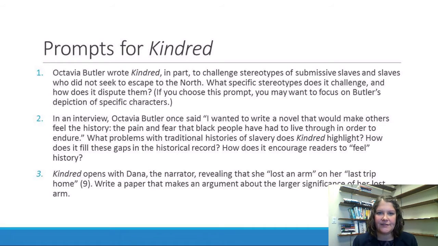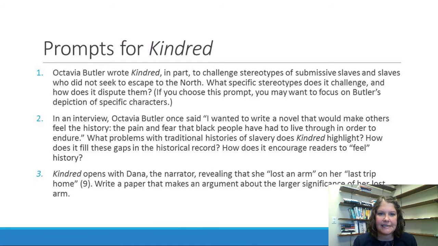As I say here, if you choose this prompt, you may want to focus on Butler's depiction of some specific characters. If I were writing on this paper, I would probably talk a lot about the character of Sarah, and maybe also the character of Alice, and maybe also the character of Dana as well. These are all characters that complicate some notions of slavery that people may have had.